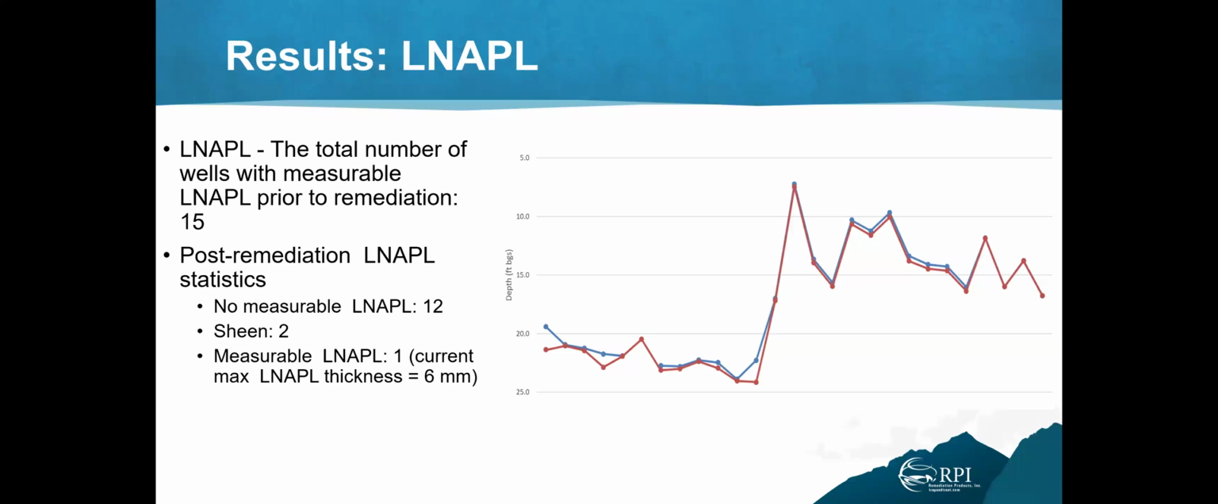So the total number of wells with measurable LNAPL on this site were 15 wells. Post-remediation, we had no measurable LNAPL in 12 of the wells. You had a sheen on 2 of the wells, and 1 well had measurable LNAPL. And part of the reason it did is because we weren't really allowed to inject anywhere near it. It was too close to a pipe. It was actually triangulated by pipelines. So there was really no ability to treat immediately in that area, but it has still dropped. And presently, this site has been approved for regulatory closure.